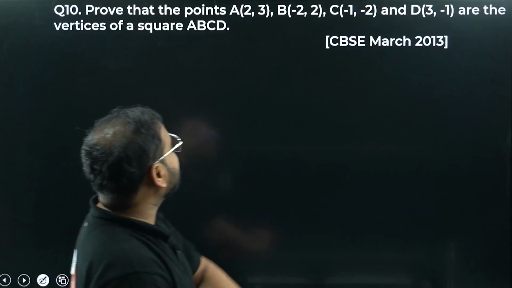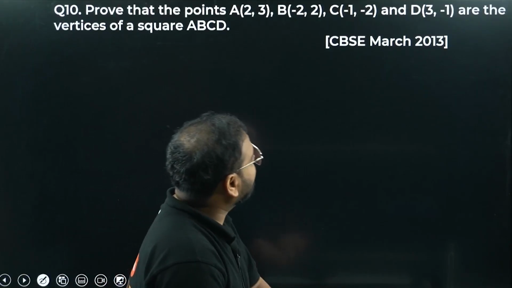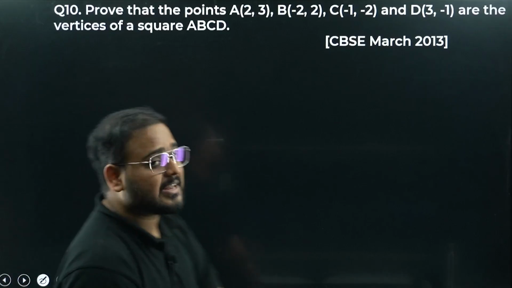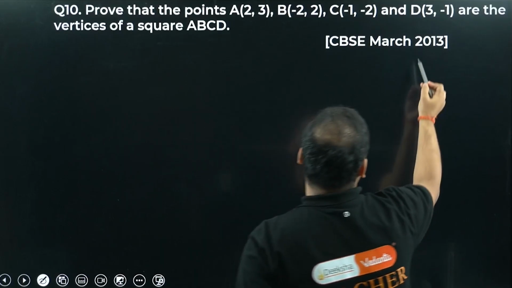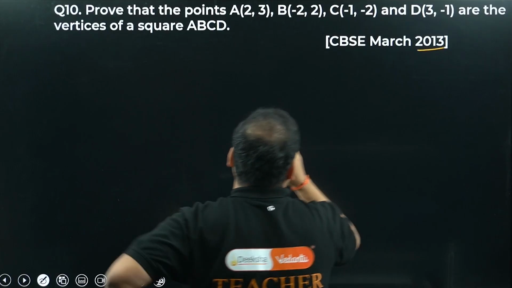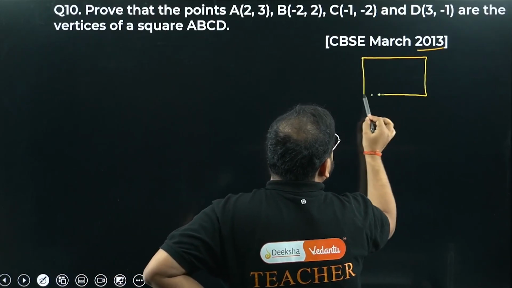Prove that the points A (2, 3), B (-2, 2), C (-1, -2), and D (3, -1) are the vertices of a square ABCD. Excellent question. It's a PYQ, a little old, from the 2013 paper. Let's do it. How can you prove a figure given like this?